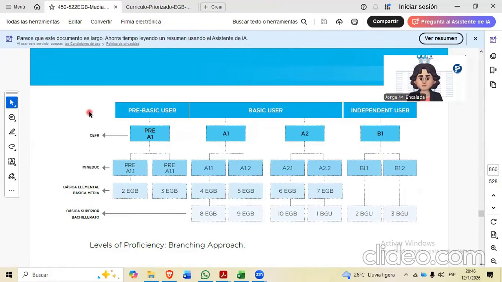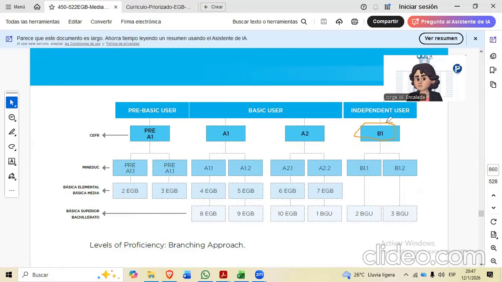So the first thing you have to understand is that our program, the Ecuadorian proposal, has an entry profile, which is this one. Okay, this one will be the entry profile. And we also have an exit profile, which is the B1. So our students begin with this level, with a pre-A1, a pre-basic level. And that's why it says here pre-basic user. That's before the A1.